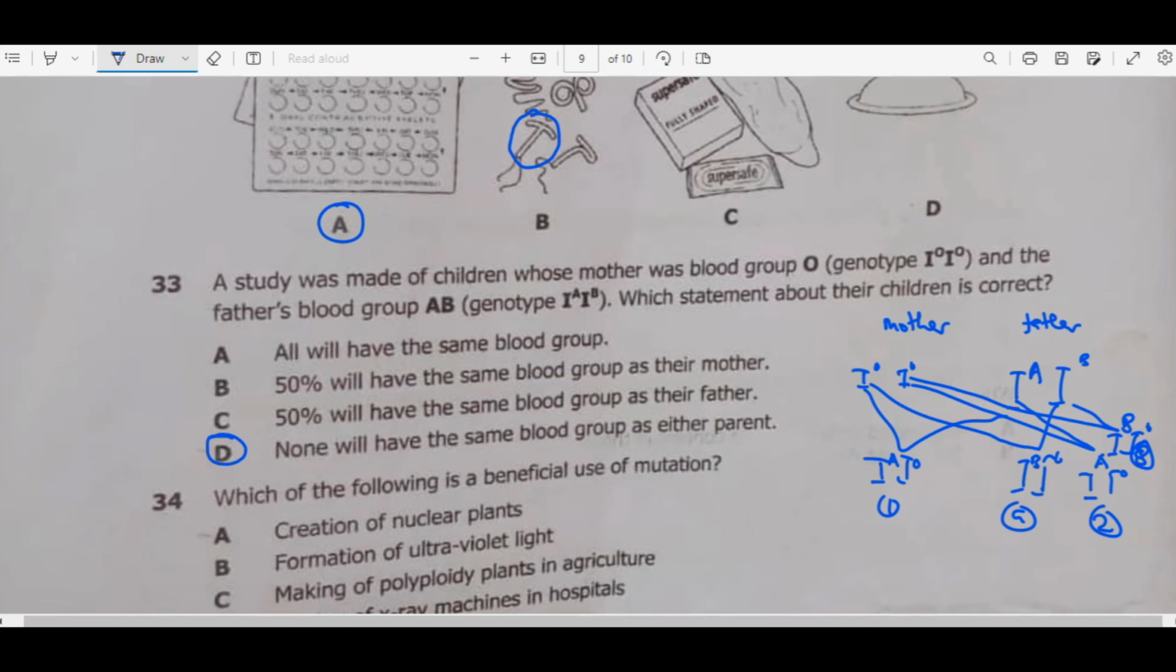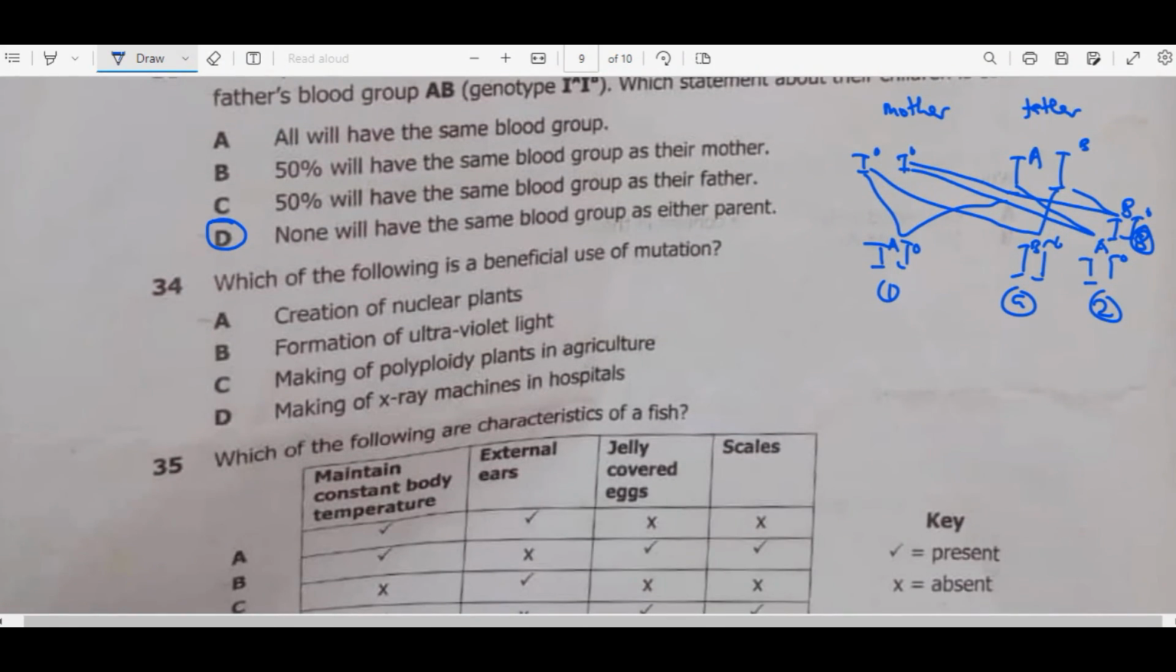And then, which of the following is a beneficial use of mutation? Number 1, creation of nuclear plants; then formation of ultraviolet light; making polyploid plants in agriculture; making of X-ray machines in hospitals. So the use of mutation, you'll find that it is C, the making of polyploid plants in agriculture. Okay, so we can move.